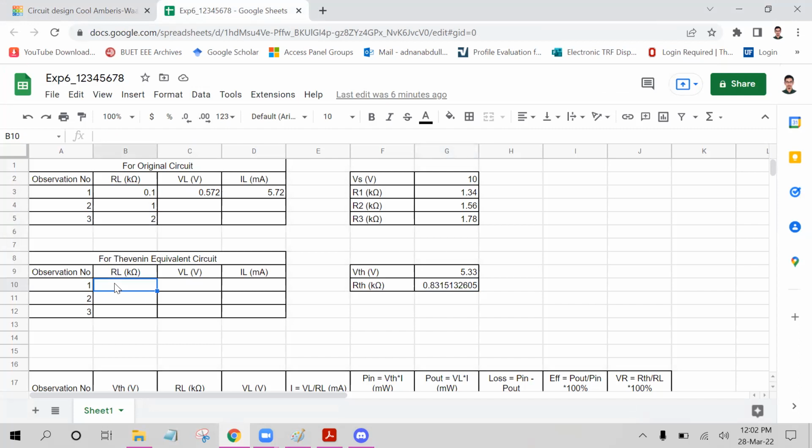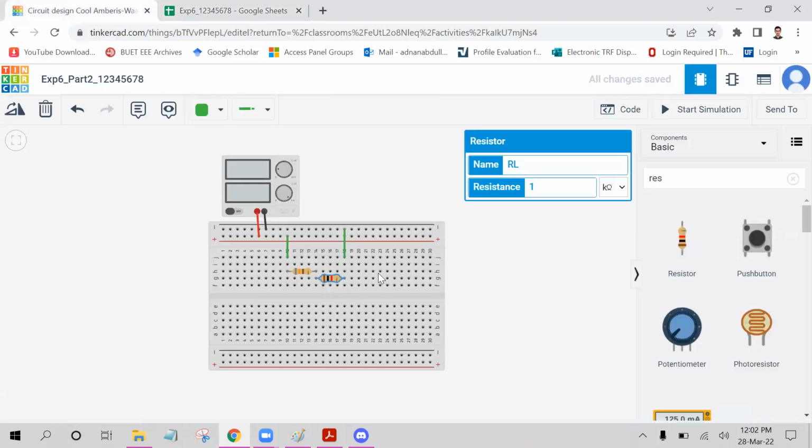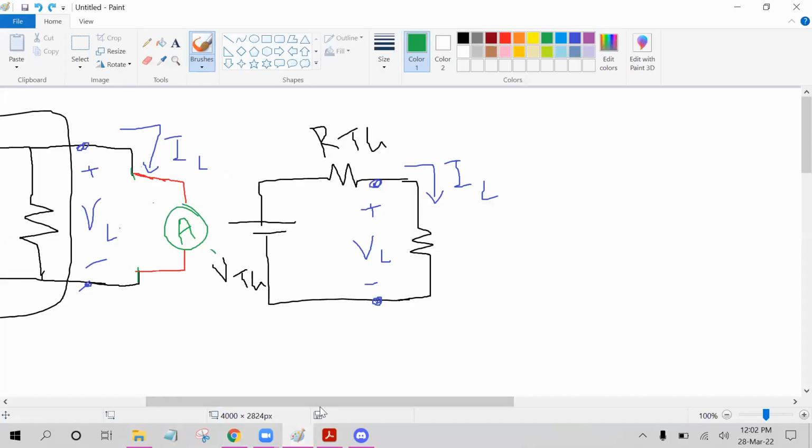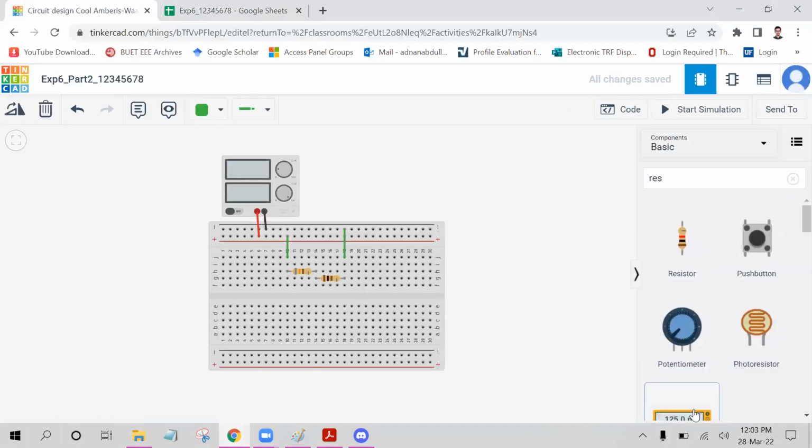So let me complete the first observation for you. For the first observation, my RL was 100 ohms or 0.1 kilo ohm. So I am going to set it right here, 0.1 kilo ohm. In a similar manner, we can measure the VL and IL, right? We need to connect a voltmeter in parallel with the load resistor.